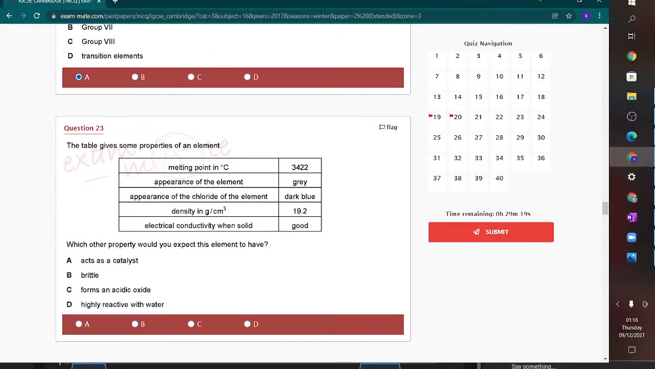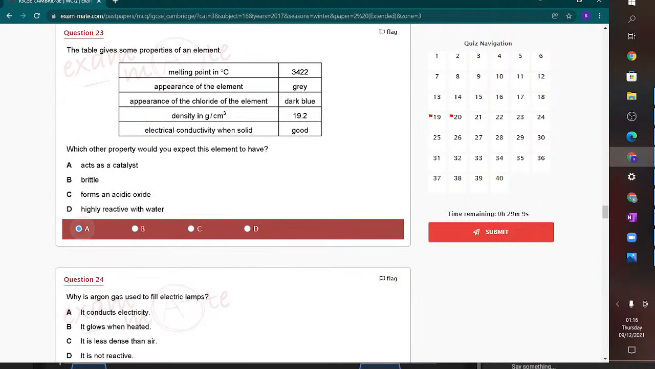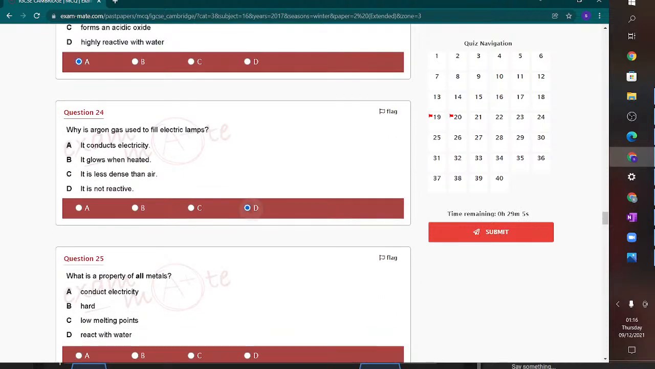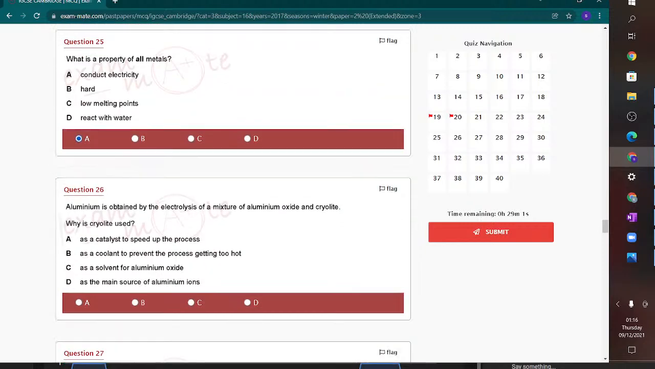Which other property would you expect this element to have? Okay, it forms a colored compound which is gray, so it definitely acts as a catalyst because it is a transition element. Okay, argon is used because it is unreactive. Which property: conducts electricity.